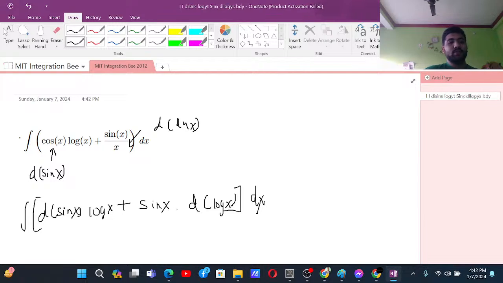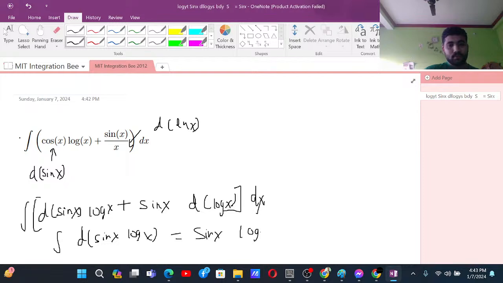So that's this product rule, u v dash plus v u dash. So this is d of sine x log x. So the integral will be sine x log x. That's the answer, plus c. I hope you got the answer. Let's go to the next integral.